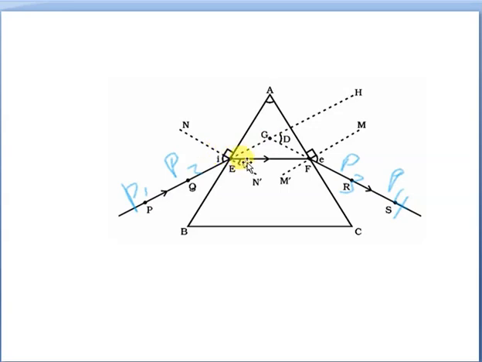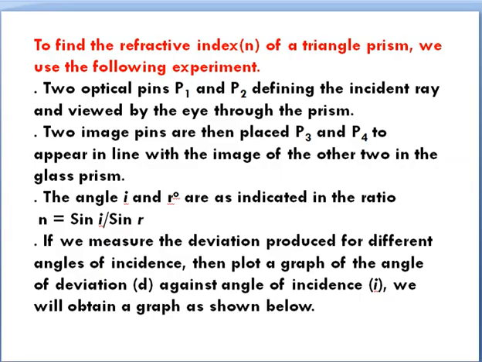Now, when you have done that, you find that the angles I and R are related by our formula using Snell's law, that n is equal to sine I over sine R. So using Snell's law, your sine I and sine R will give you the refractive index. Now also, if we measure the deviation produced for different angles of incidence, as I've said, then we can plot a graph of angle of deviation D against angle of incidence I, and we will obtain a graph as you can see here.